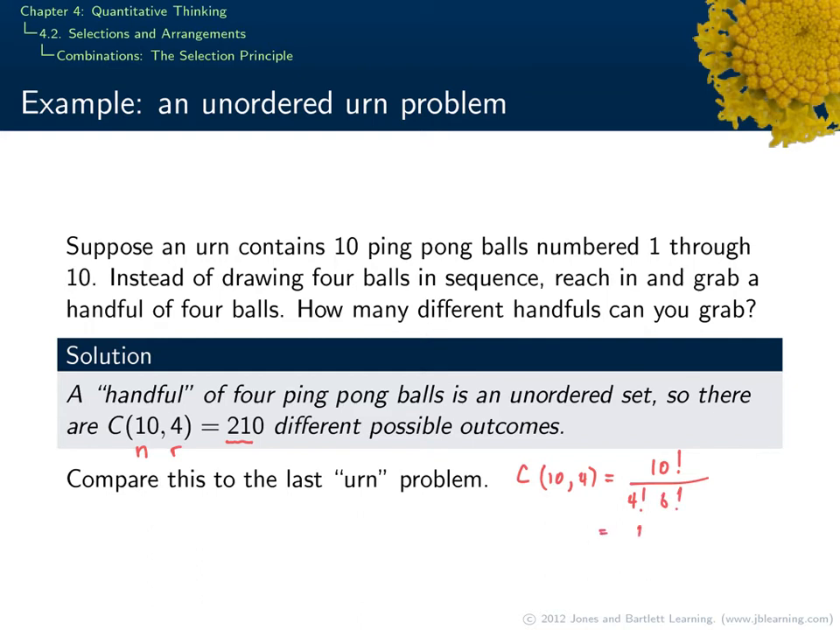So that would be 6 factorial divides into 10 factorial. That would be 10 times 9 times 8 times 7 divided by 4 factorial, which is 24. And now over here, 24 is 8 times 3, so this would be 10 times 3 times 7 left over on top after cancellation. And guess what? That's 210, just as was claimed here.